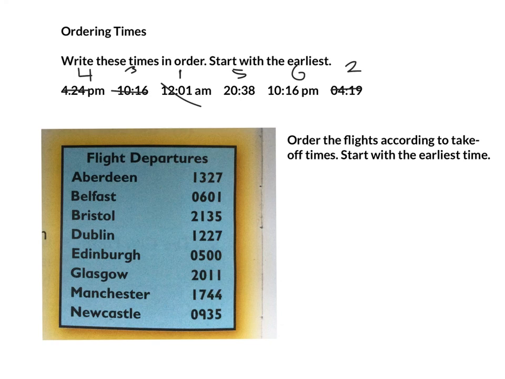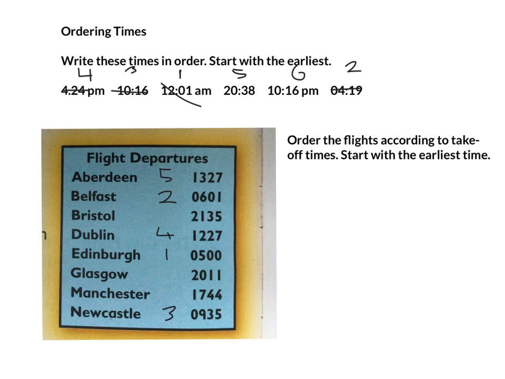Okay, so the next task is ordering the flight times according to takeoff times, starting with the earliest. So the first time then is Edinburgh. Okay, so it's 5 o'clock in the morning. Next then you have Belfast, 1 minute past 6, although I'm sure that'll be delayed. The next one then, Newcastle down at the bottom, that's another morning time, so that's 9:35 a.m. Then you have Dublin then in the afternoon, so that's number 4. Then Aberdeen, 27 minutes past 1, that's number 5.